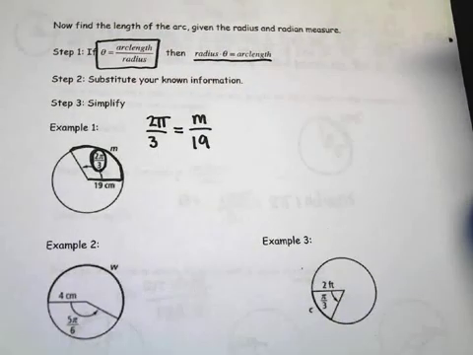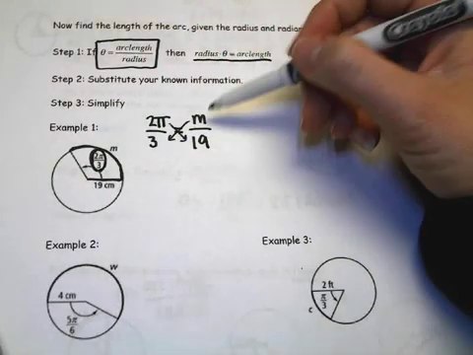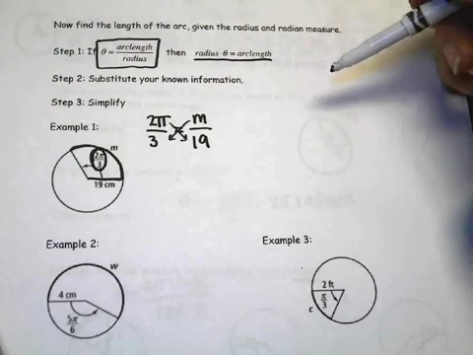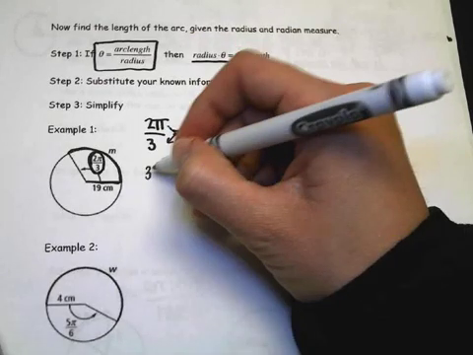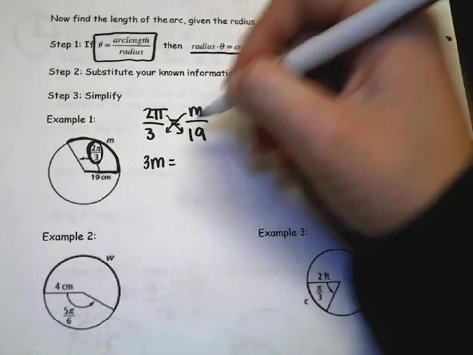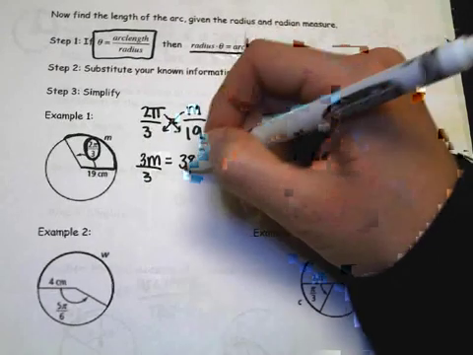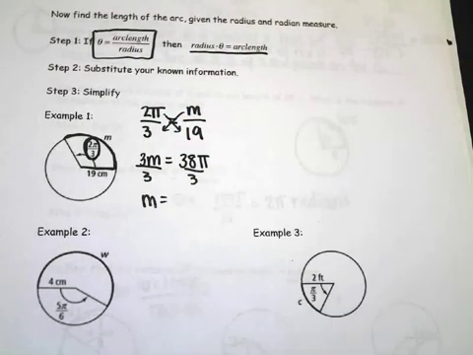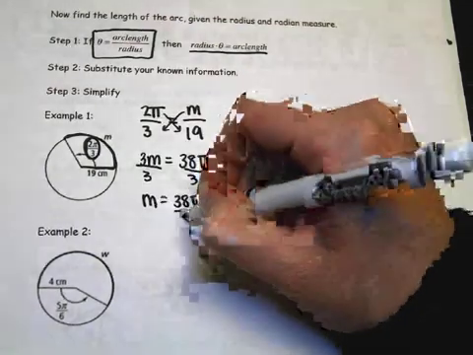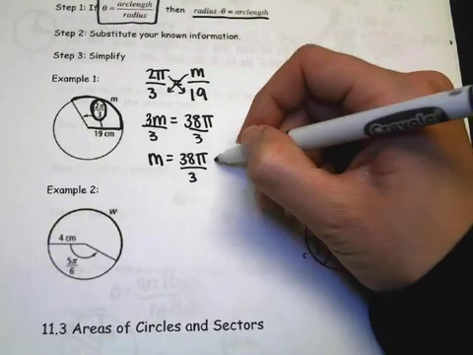You could solve this one of two ways. You can cross multiply and divide, or you can multiply this whole side by 19 and multiply this whole side by 19. But because we've been cross multiplying, I'm going to go ahead and do that. 3m equals 19 times 2, I should know that in my head, 38 pi. From there, you just want to get that m by itself, so you divide by 3. 38 over 3 doesn't reduce, so you can just leave it. 38 pi over 3. And that's in centimeters.